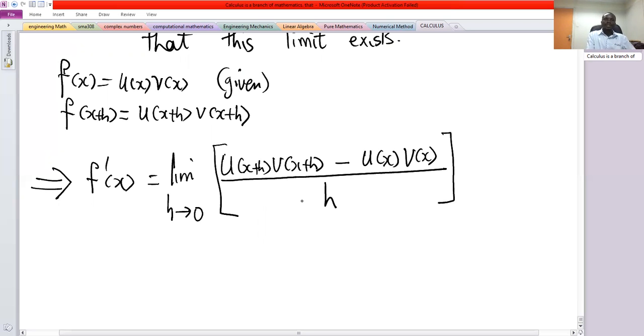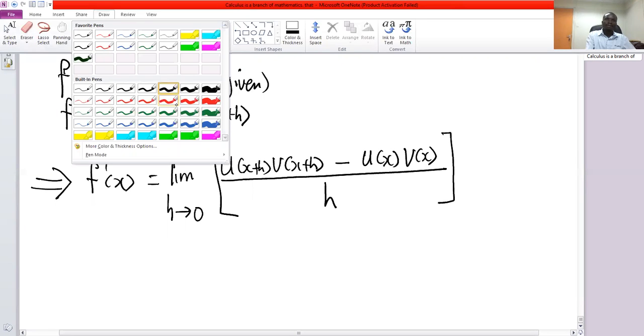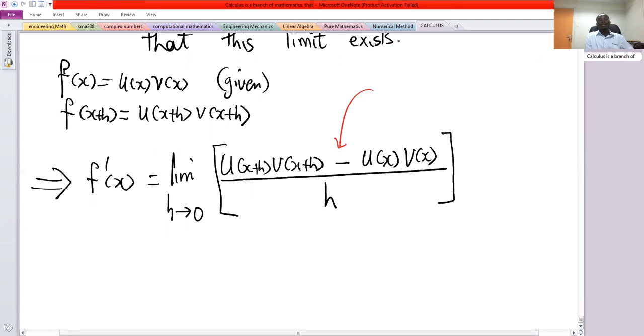Now we want to play with this expression. So what I want to do, I want to throw a term here, but I want to be very smart in such a way that the term I'm throwing there will not change the meaning of the expression, but it will help me to do some simplification in this part. So I want us to add and subtract u of x plus h times v of x. So this is what I mean.